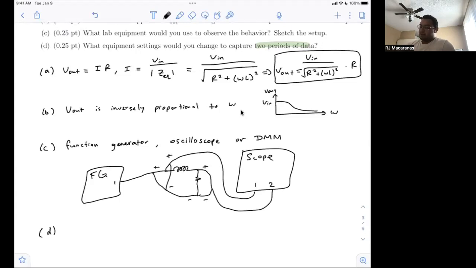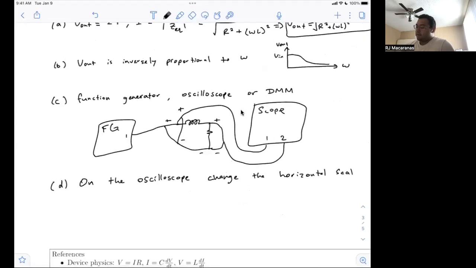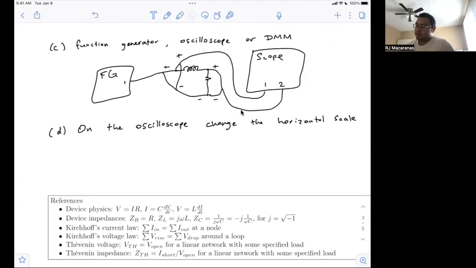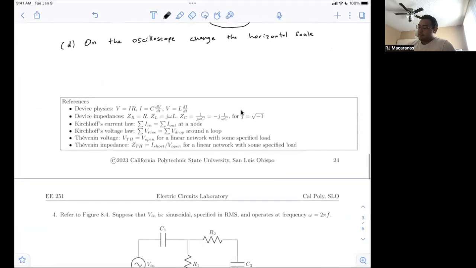All right, so for part D, again, it says, what equipment settings would you change to capture 2 periods of data? And if you'll remember, on the oscilloscope, when we're looking at changing the time, this is the same as changing that horizontal scale. So change the horizontal scale. And we would zoom in or out to that signal there. So hopefully that question makes sense.